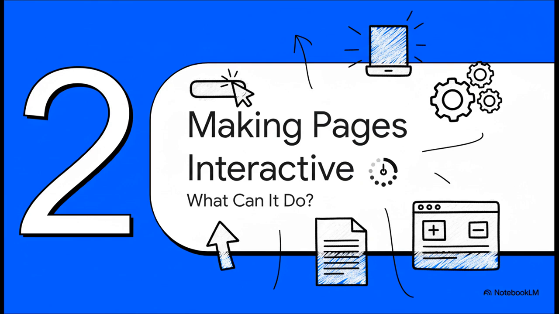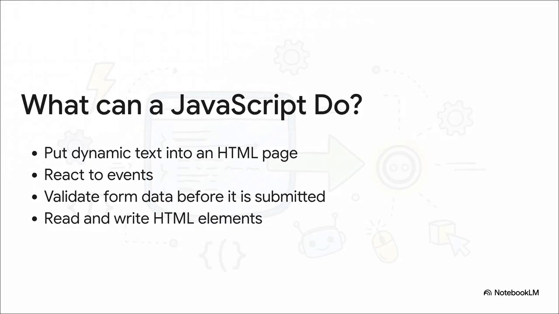Now that we kind of get what it is, let's look at what it can actually do. What are those real things we see and experience every single day online? And wow, when you start listing it out, you realize just how much heavy lifting JavaScript is doing. It can put dynamic text on a page, changing a generic hello to hello, your name. It's what reacts to events, like when you click a button or hover over an image. It can even validate your form data, that little message that says, hey, that's not a real email address, before you even hit submit. Fundamentally, it can read and change the very building blocks of the page on the fly.